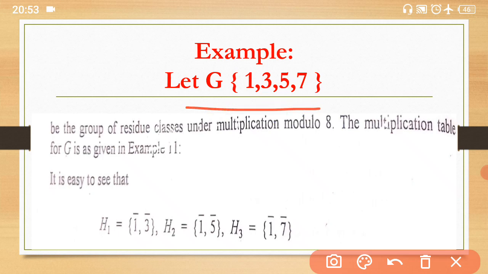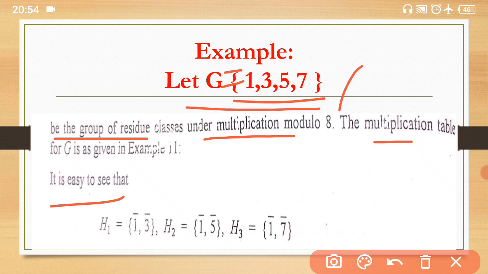Let G be the group with elements 1, 3, 5, 7, the group of residue classes under multiplication modulo 8. Modulo 8 means when we divide any number by 8, the remainders are these. The multiplication table of G is given.